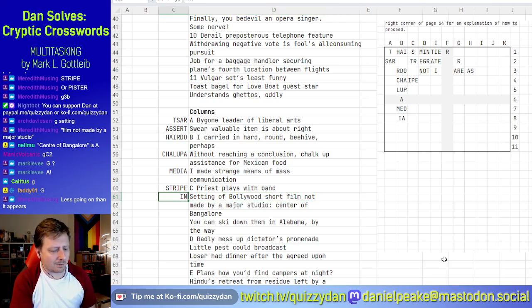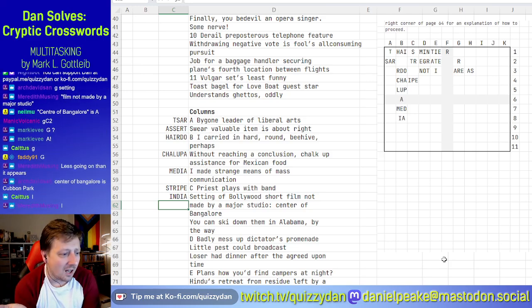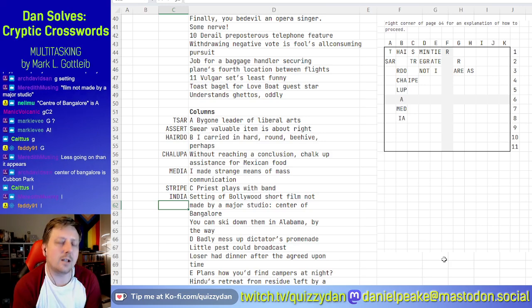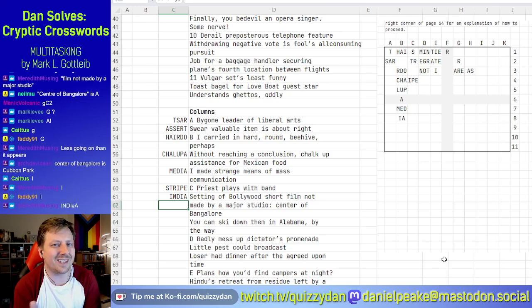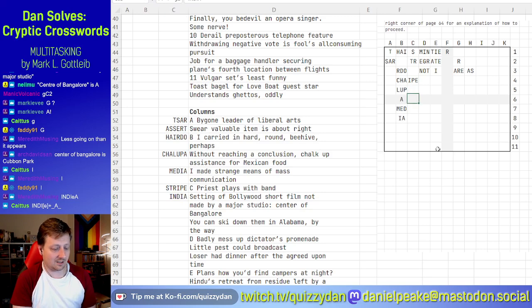Well, I mean, it's got to be India then, hasn't it? If the setting of Bangalore is Central Bangalore is A, it's got to be India. Oh, right. So, a film not made by a major studio is an indie, but it's short, so we take off the last letter. So we go INDI. Central Bangalore is A, and that is the setting of Bollywood. Hooray! So let's just give it a bit more space.